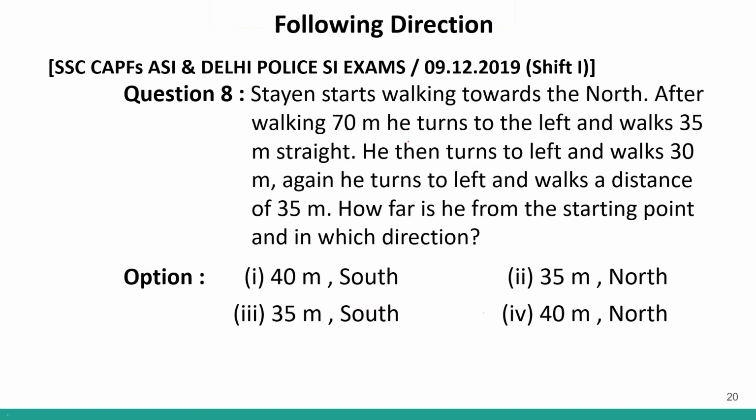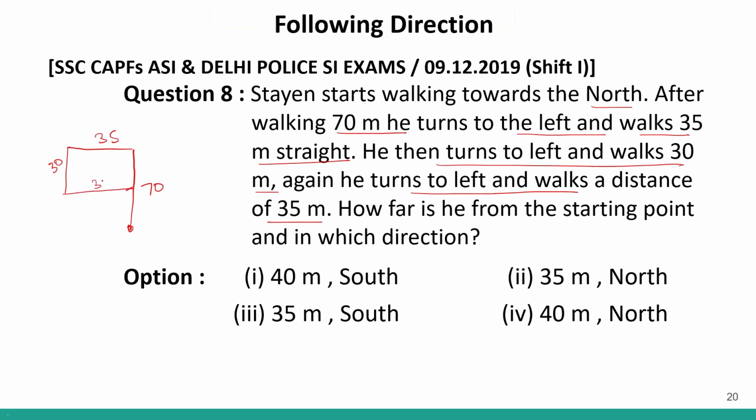Now, Sathan walking towards the north. Sathan is walking towards the north and he walks 70 meters. So Sathan is walking towards north. This is the starting point, 70 meter. Left 35 meter. Left 30 meter. And then left again and reaches a point 35 meters. So again, he is in the same line. We have to find out how far he is from the starting point and in which direction.